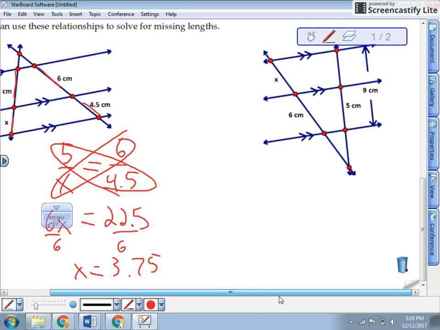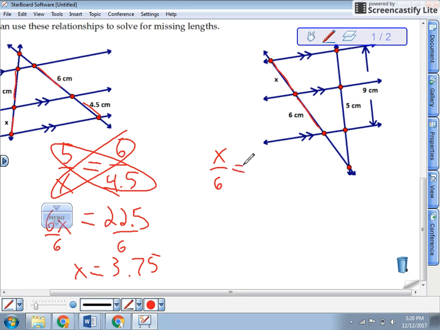Okay, so another example over here. Again, a little bit different. There's a lot going on. Again, we can go left to right or top to bottom. I'm going to go top to bottom again. So I'm going to say, hey, X is to 6.